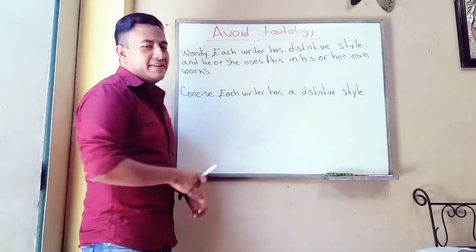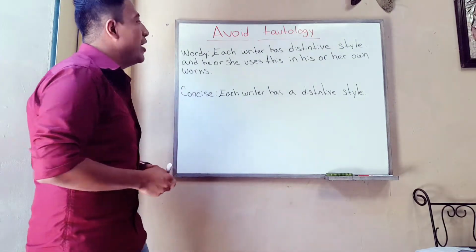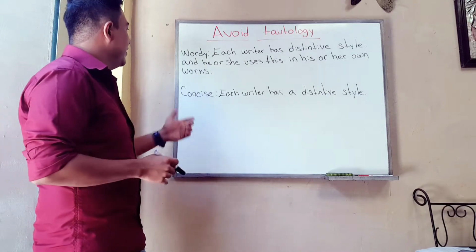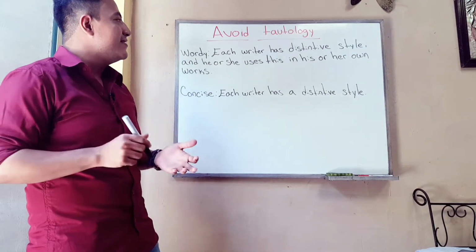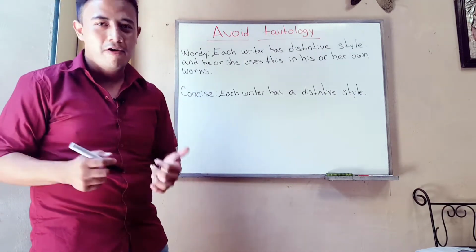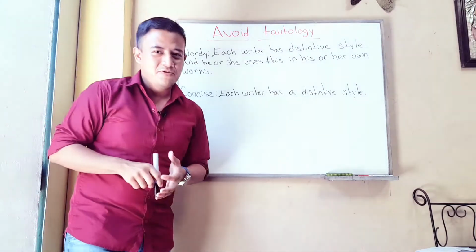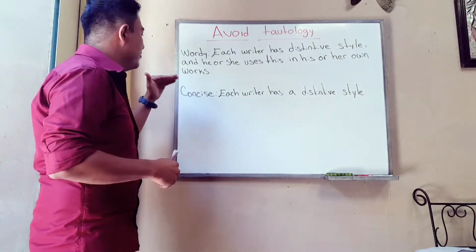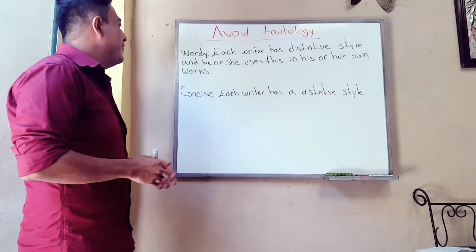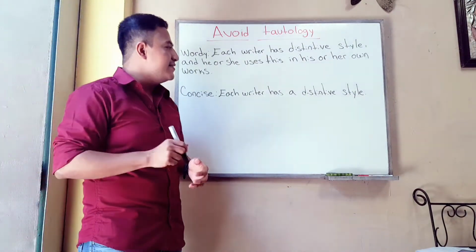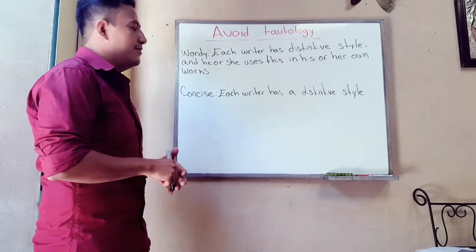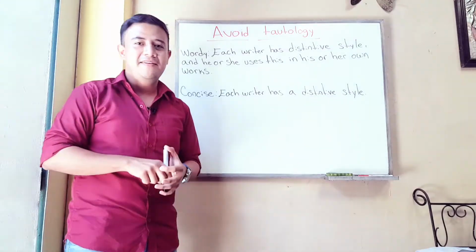Here we have a wordy sentence that says each writer has a distinctive style, and he or she uses this in his or her own words. So, this sounds really weird. So in order to simplify the sentence, we can use a concise sentence. And we have each writer has a distinctive style. So it is pretty simple in order to avoid tautology. We are going to continue explaining this.